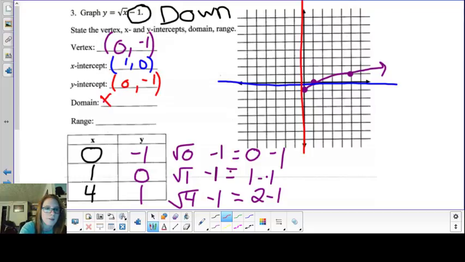My domain is x's, and they're getting bigger than the smallest x. Come on. And my range is y's. They're getting bigger than negative 1.